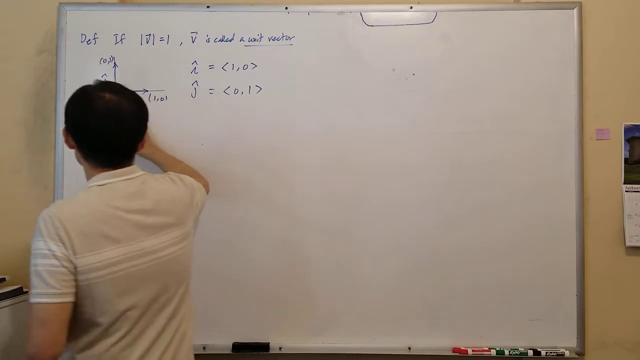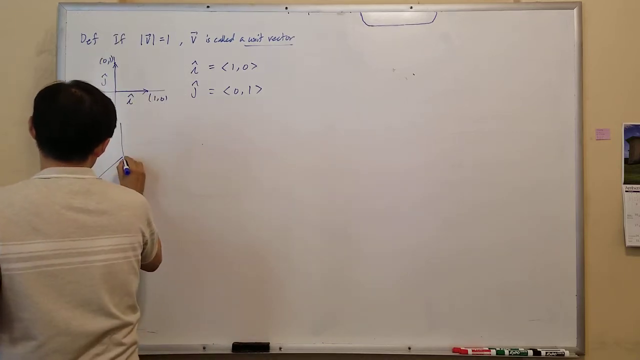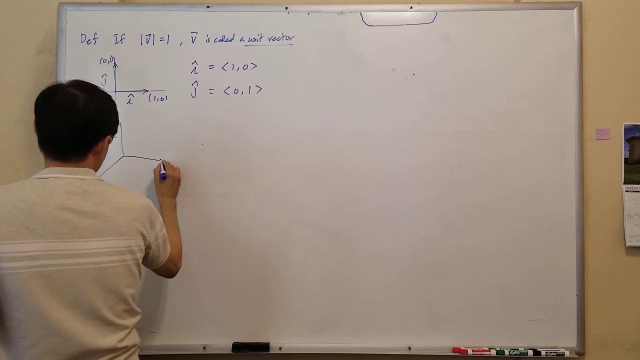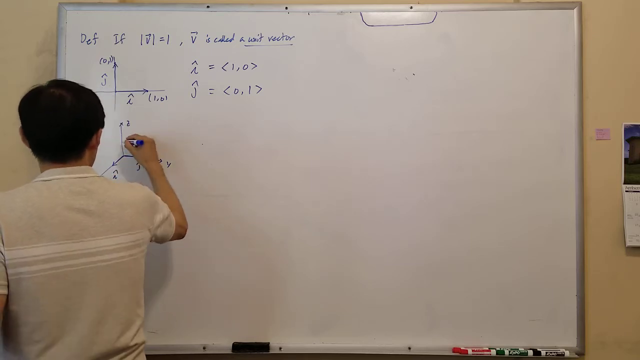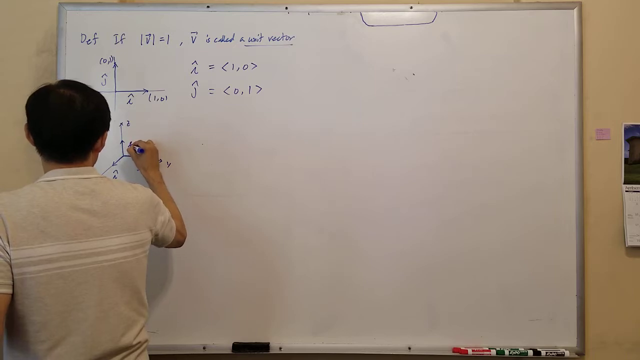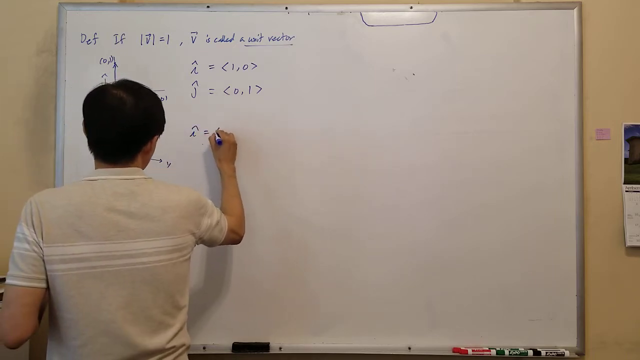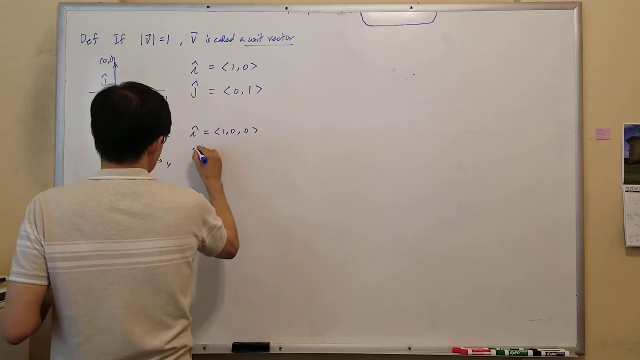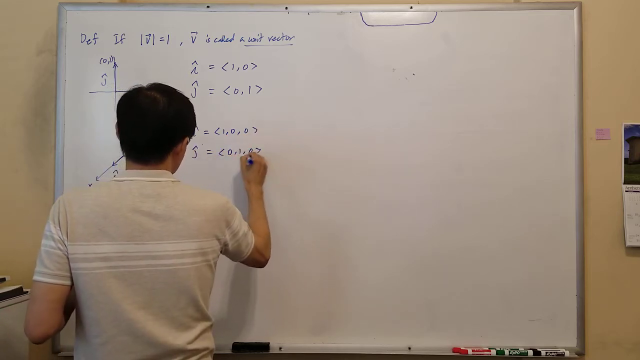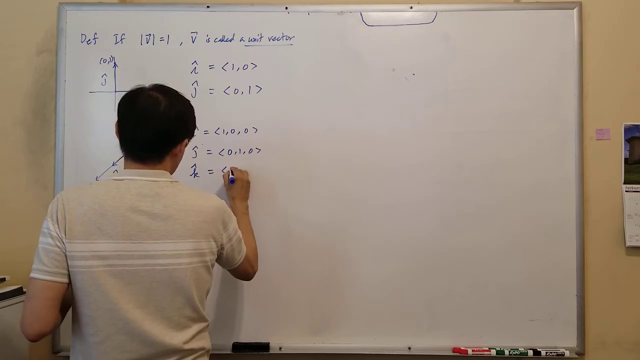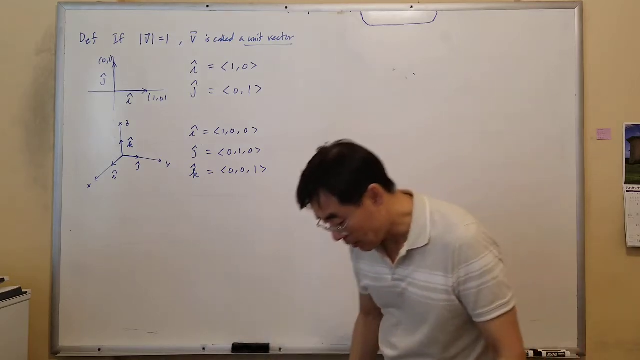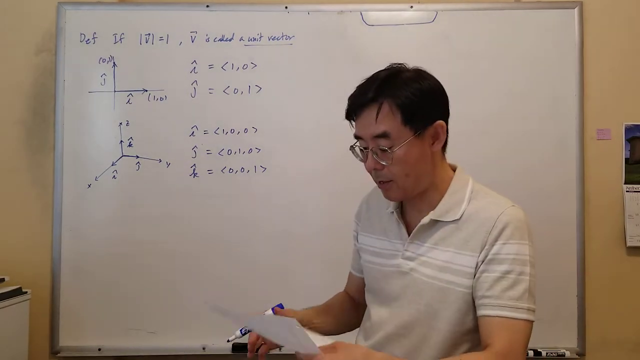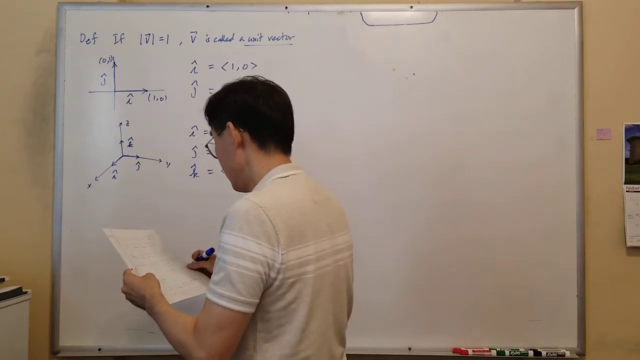And of course, in the three-dimensional case, with x, y, and z, we can think about I hat, J hat, K hat the same way. I hat equals (1, 0, 0). J hat equals (0, 1, 0). K hat equals (0, 0, 1). These are standard unit vectors.